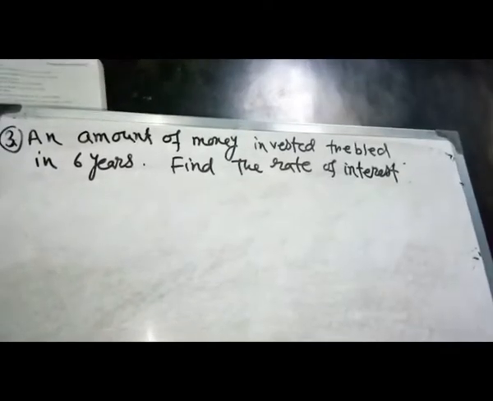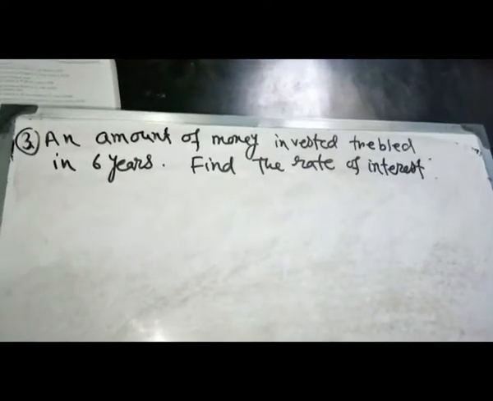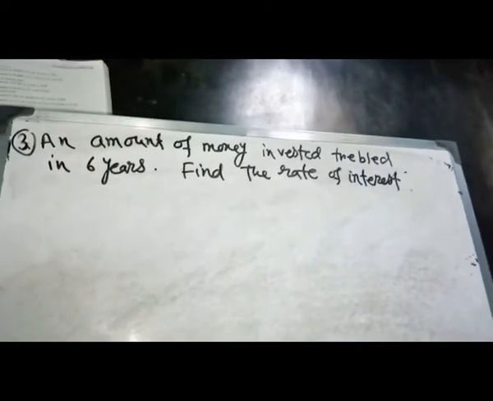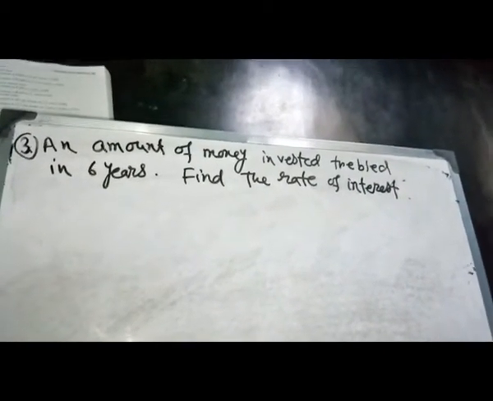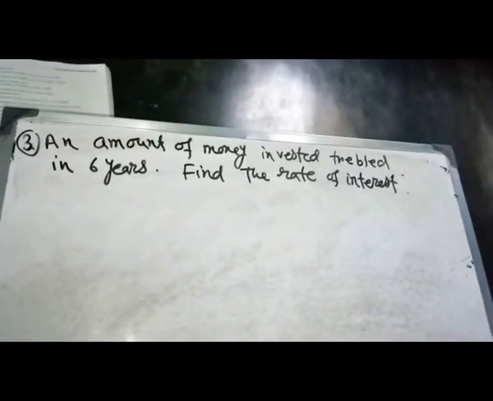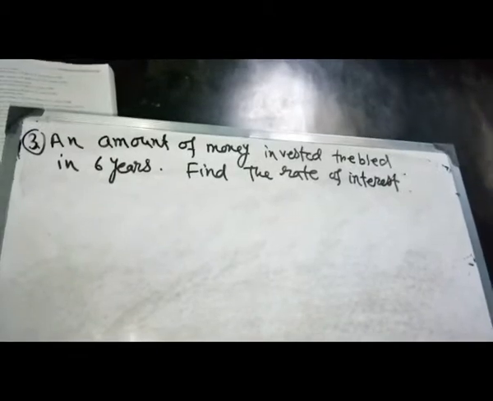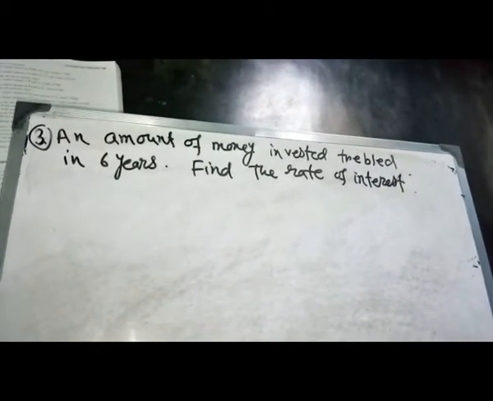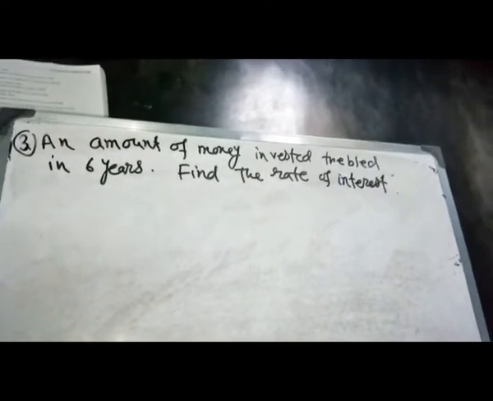Dear student, you see another sum is written over here. An amount of money invested tripled in 6 years. Find the rate of interest. So what is the meaning of it? An amount of money, suppose rupees X, was invested and became tripled. Tripled means 3 times. In how many years? In 6 years. We will find the rate of interest.